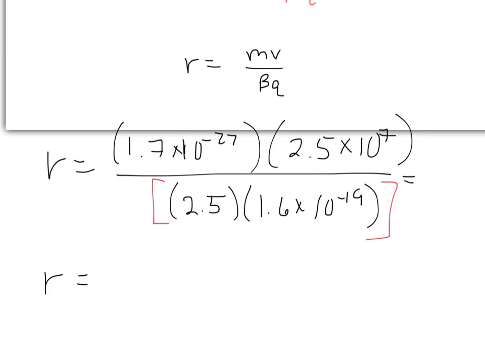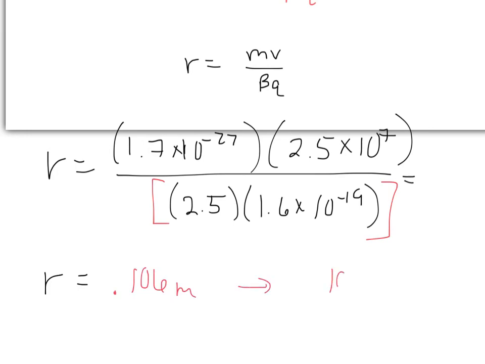Wait, what did you get? What'd you get, Jack? 0.1062. 0.10625? How did I, wait, so how did I? Let's see. Could it be my 1.7 times 10 to the negative 27 times 2.5 times 10 to the 7? That's what you get for your numerator before. I just divided by the product of 2.5 times 1.6 times 10 to the negative 19. Just plug the numbers in the calculator. 0.10625. Yes, meters.